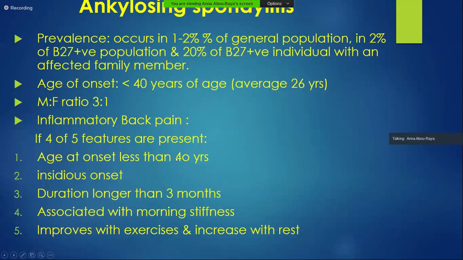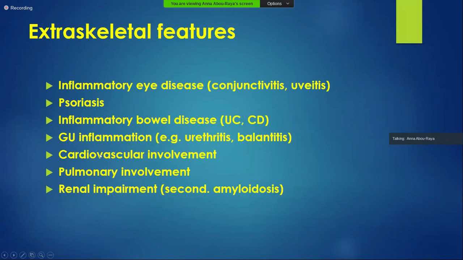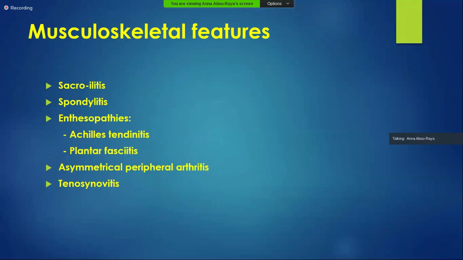And as we said, inflammatory back pain, 4 of the 5 features that we have to always know: age of onset, chronic progressive insidious onset associated with morning stiffness. What are the musculoskeletal features? We also get sacroiliitis, we already talked about it, and the spondyloarthritis. Don't forget about the enthesopathies, Achilles tendinitis, plantar fasciitis, asymmetric peripheral arthritis, and the associated tenosynovitis.